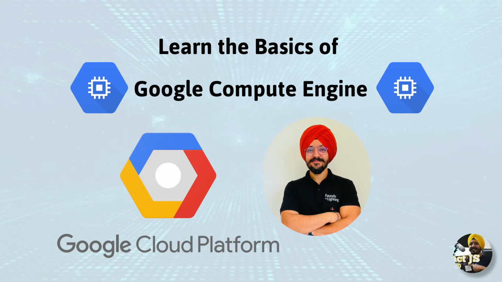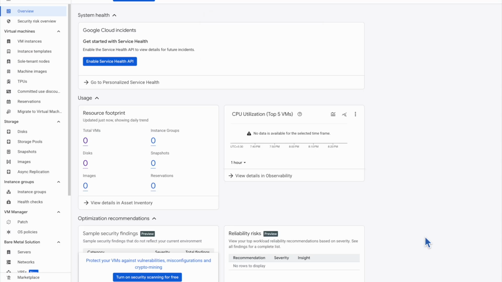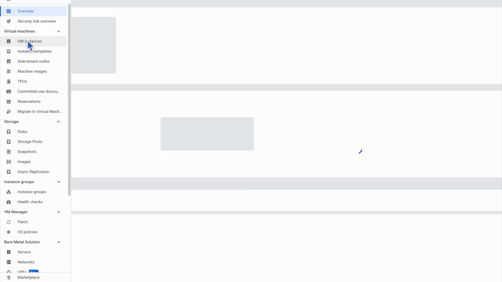Alright, so let me introduce Compute Engine, which is an infrastructure as a service offering from Google. GCE enables Linux and Windows virtual machines to run on Google's global infrastructure. You can launch a virtual machine, a VM, running either a flavor of Linux like Debian or Ubuntu or CentOS, or a specific version of Windows, and start managing it within Google Cloud. It gives you a lot of control because you primarily own the VM and you become the administrator when you SSH or RDP into the VM.